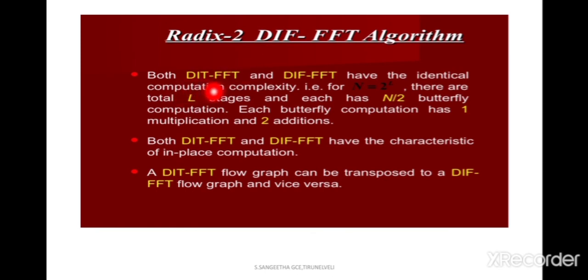Both the DIT FFT and DIF FFT have identical computational complexity, that is, for N equal to 2 to the power L, there are a total of L stages and each has N/2 butterfly computations. Each butterfly computation has 1 multiplication and 2 additions. Both DIT FFT and DIF FFT have the characteristic of in-place computation. A DIT FFT flow graph can be transposed to a DIF FFT flow graph and vice versa. Thank you.